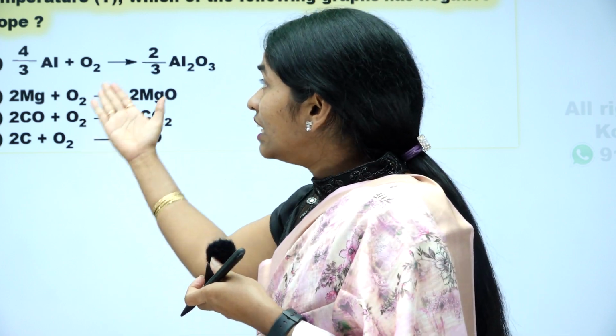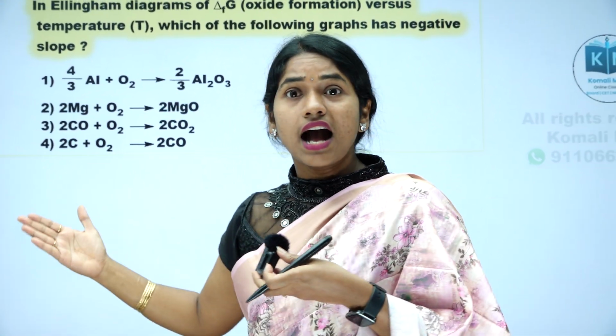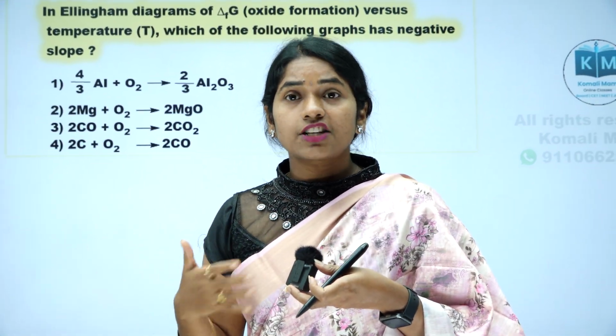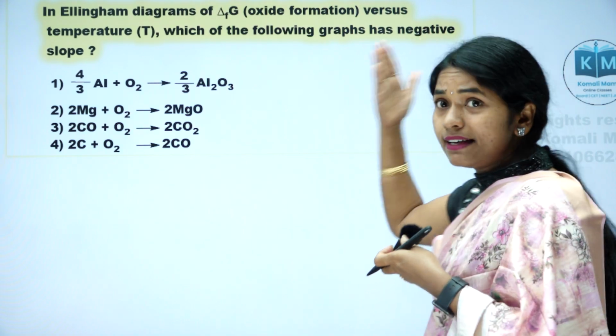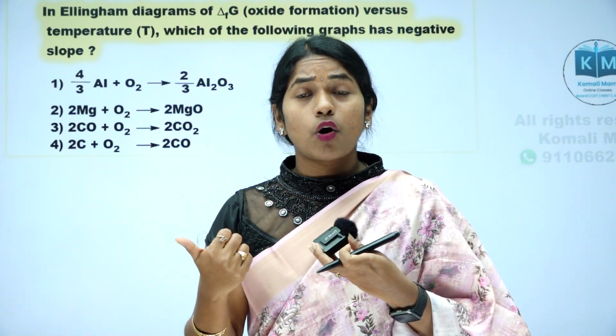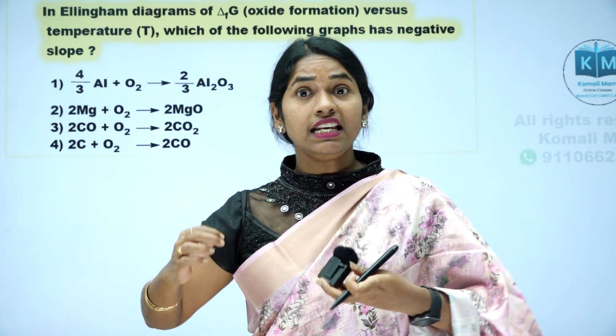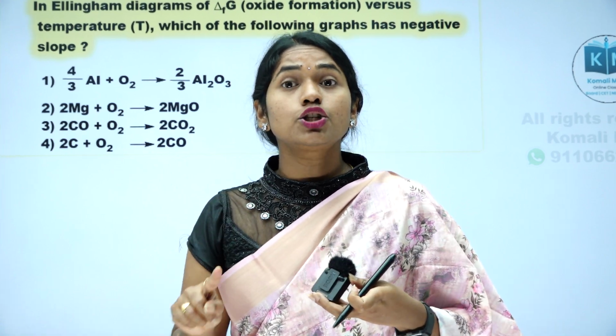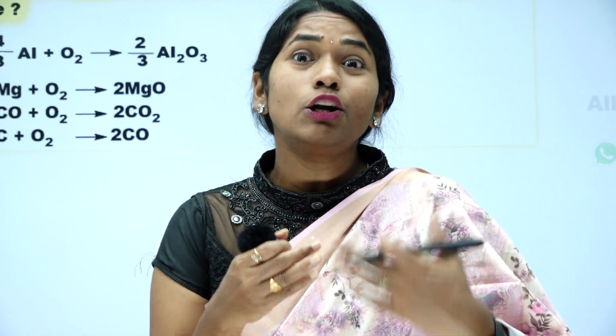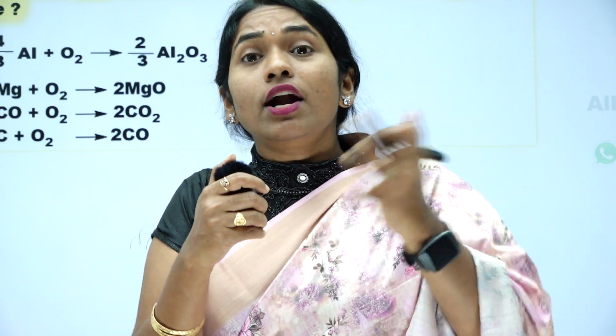Now see here. They are asking us in which case the reaction is spontaneous, meaning negative slope. How to find? What I told you, delta G should be negative. Delta G negative means delta S should become positive. So delta S positive, in which case entropy should increase. Entropy should increase means the product side has more gaseous moles than the reactant side.